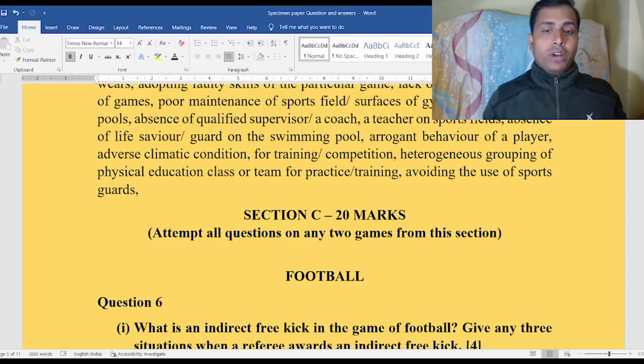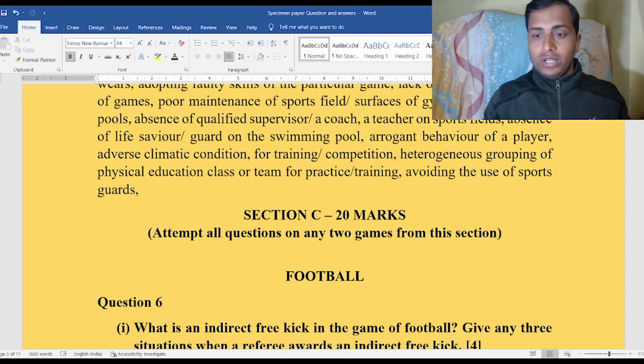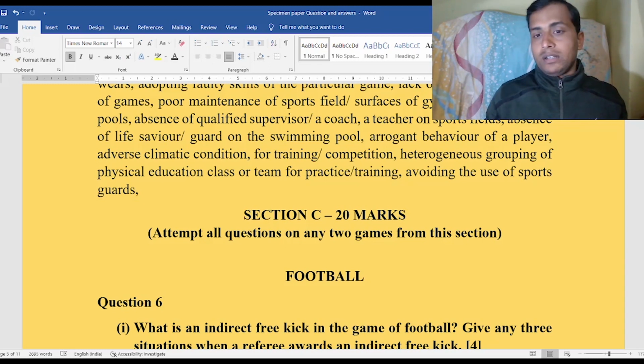So in the next video, I'll be discussing different games, because different students are opting for different games. So it will not be fair if I discuss all the games in the same video. Better I'll be discussing two games in one video. Then the students will be benefited better, and their time will be utilized properly.